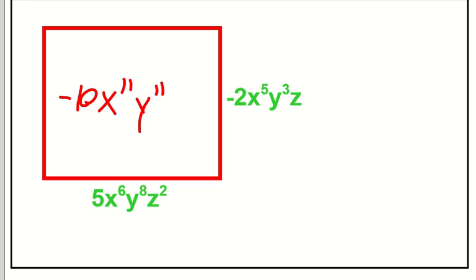Z, you got to remember there's a 1 right there when there is no number. So we got 2 plus 1. That's going to make z to the 3rd power. That's it. As long as you remember to add your exponents instead of multiplying them, shouldn't be too bad on those.